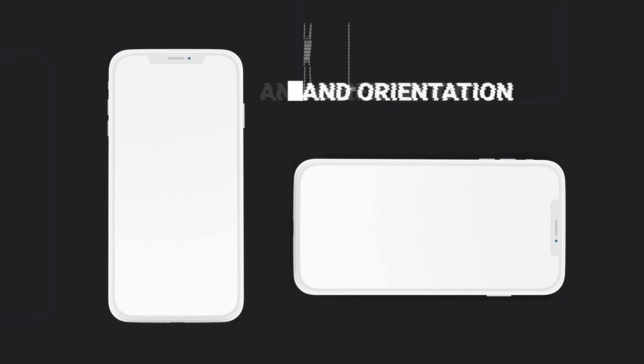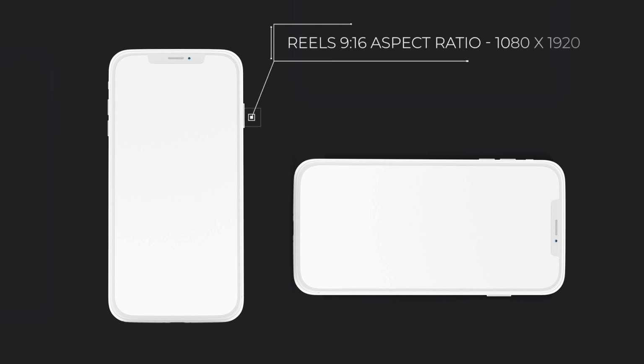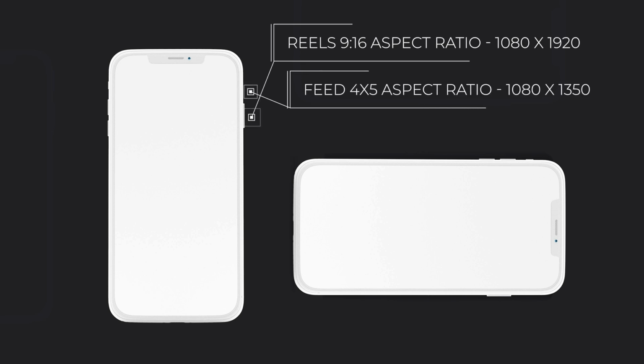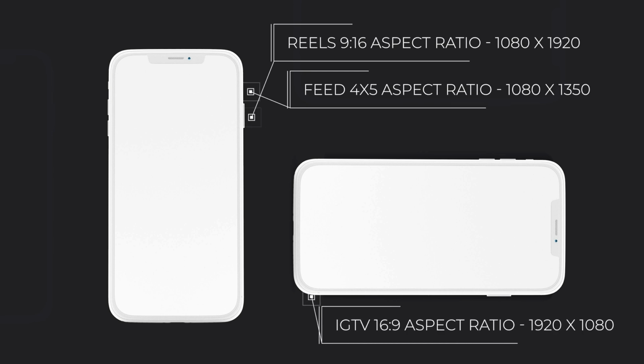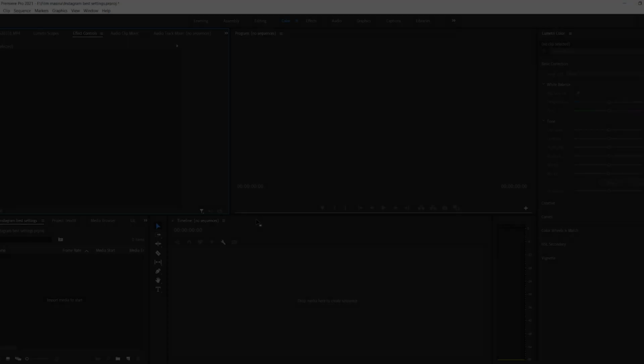So let's talk a bit about resolution and screen orientation. To target the best Instagram aspect quality, I recommend for Reels and IGTV a 9:16 aspect ratio with a resolution of 1080x1920. For feed videos, a 4:5 aspect ratio and a 1080x1350 resolution. And for horizontal IGTV videos, an aspect ratio of 16:9 and a resolution of 1920x1080.